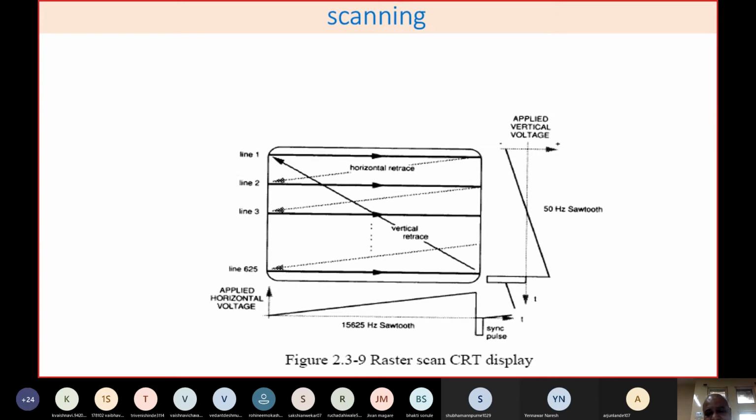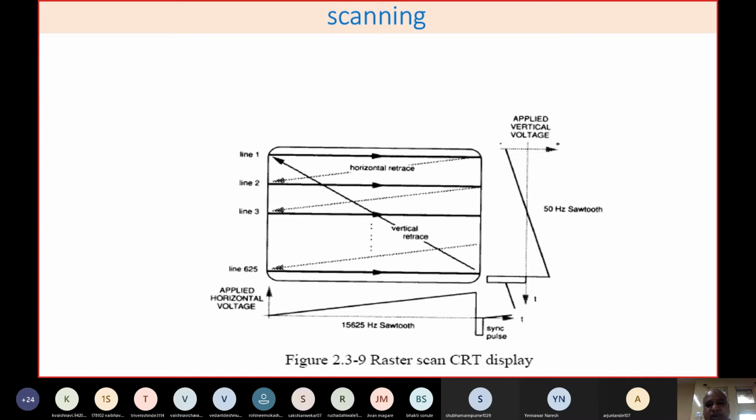Then similarly, to scan this horizontally and vertically, you also know that there is a sawtooth waveform. The horizontal oscillator works at 15625 hertz as against the vertical oscillator, which works at your normal supply frequency, that is 50 hertz. So this is what we call the process of scanning.